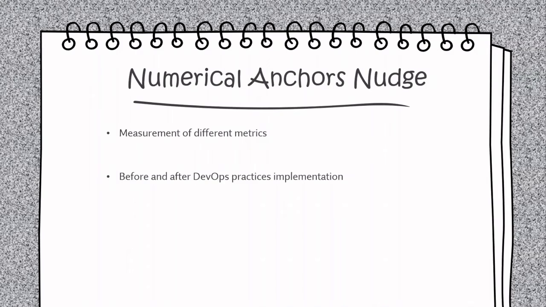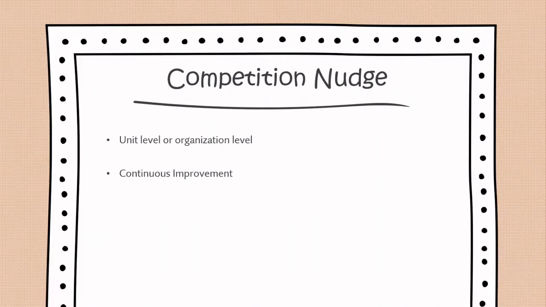Numerical anchors nudge. Measurement of different metrics provide comparisons and references. It sets a target for other teams to try to reach near to the targets, if not reach the target, with respect to improvements. Another important practice is to publish statistics before and after DevOps practices implementation. It increases the visibility of effectiveness and improvements, and that tells a story that everyone wants to hear.